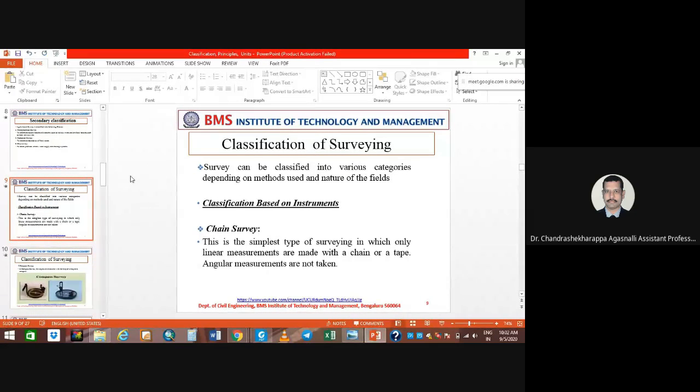Okay, survey can be classified into various categories, depending on the methods used and the nature of the field that we discussed now. Okay, let's go a little bit deeper into the classification of survey based on the instruments. Survey, especially the chain survey, this is the simplest type of survey, which has linear measurement made with a chain or a tape. Okay, and angular measurement may not be taken with that.